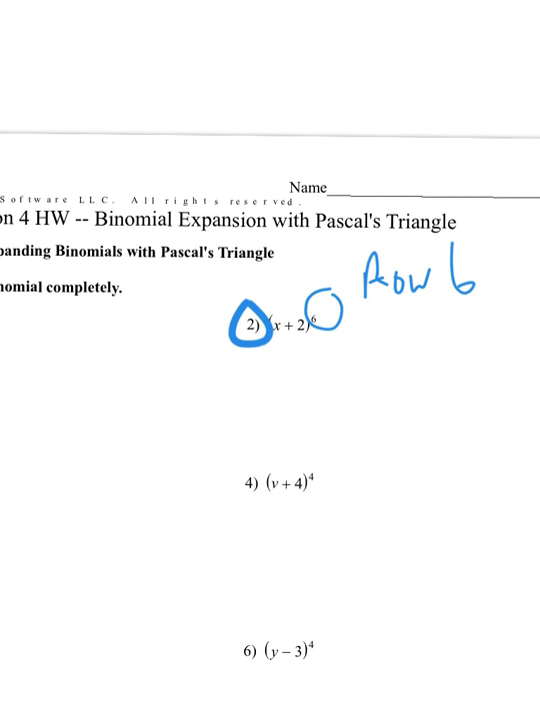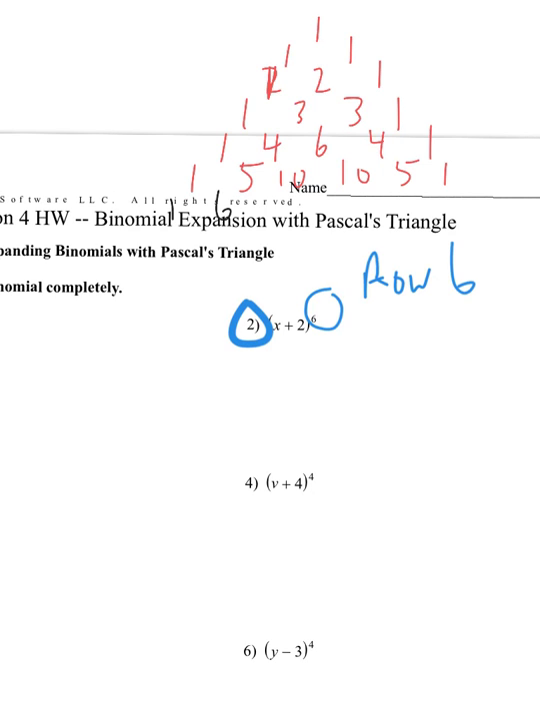row 6 would be, let me write out Pascal's triangle here. This would be a 1, 2, 1, 1, 3, 3, 1, 1, 4, 6, 4, 1, 1, 5, 10, 10, 5, 1. Okay, that's row 5, because remember we start at row 0, so row 6 would be the next one, which is 1, 6, 15, 20, 15, 6, and 1. There's row 6, it's got 7 numbers in it.